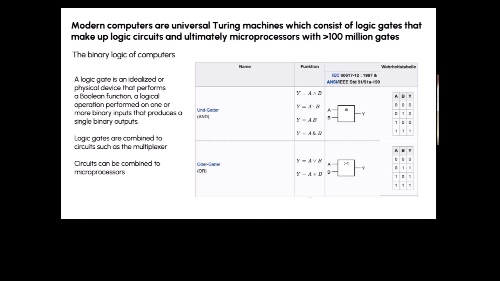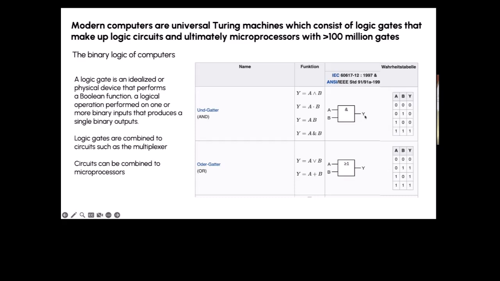So a logic gate is an idealized or physical device that performs a Boolean function, which is a logical operation performed on one or more binary inputs that produces a single binary output. So there's a mistake here, but I won't correct it now. So the AND gate, right? It's basically taking, so if you have here current and no current here, you have 1, 0, then you will have no current output here.